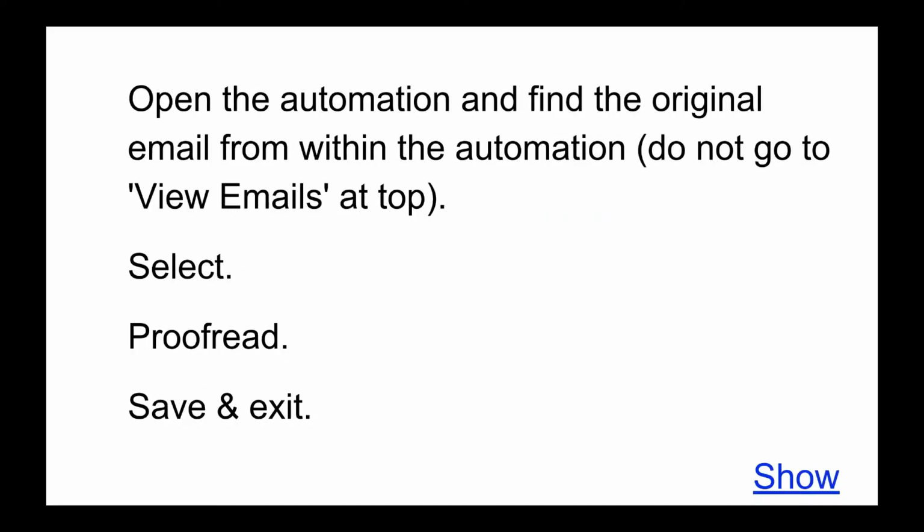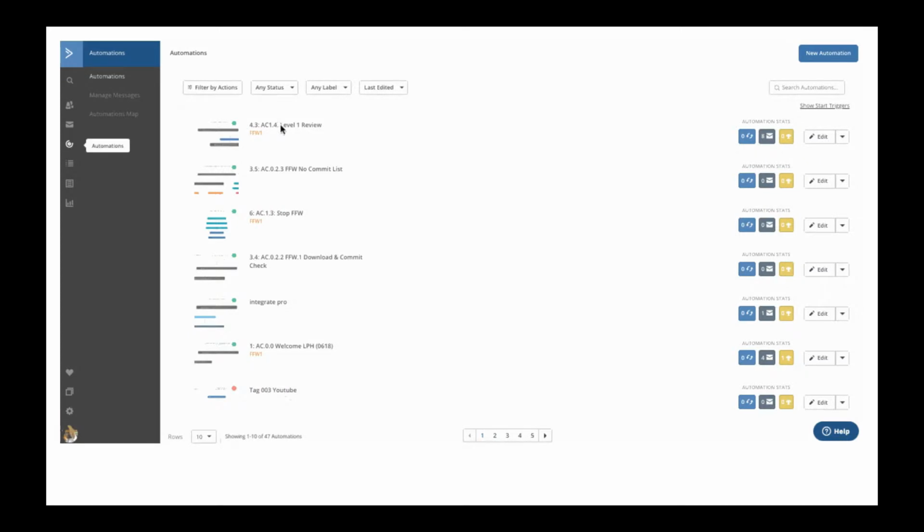Okay, task one. So what we're doing is we're opening the automation, we're finding the original email within the automation. By original email, we're talking about the one that we want to duplicate in order to resend. So we're selecting it, and then we're going to proofread it to make sure everything is exactly as we want it to be. Okay, so let's take a look.